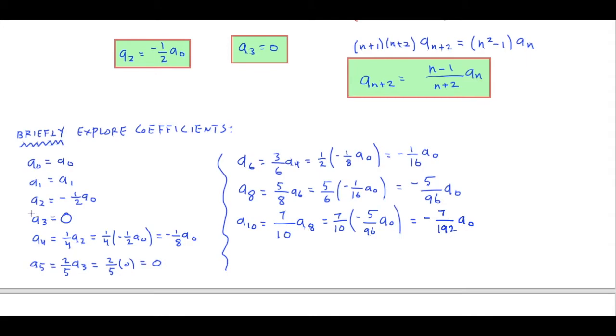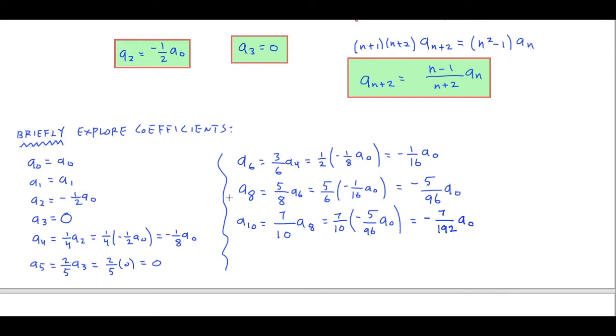First thing I do notice is that since a sub 3 is 0, as was required by one of our equations, a sub 5 will be some coefficient times a sub 3. Therefore, it'll be some coefficient times 0, so a sub 5 will also be 0. And then for every odd index, all of the subsequent terms will continue to be 0 because we'll repeatedly multiply by this previous odd term.